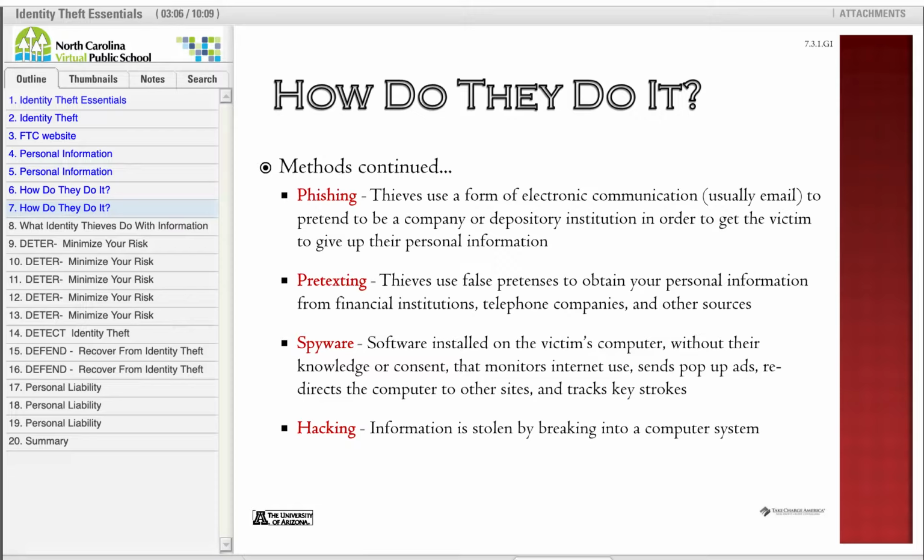Spyware. Software installed on the victim's computer without their knowledge that monitors internet use, sends pop-up ads, redirects the computer to other sites, and tracks keystrokes. Hacking. Information is stolen by breaking into a computer system.